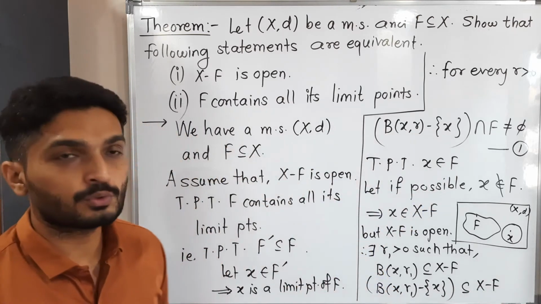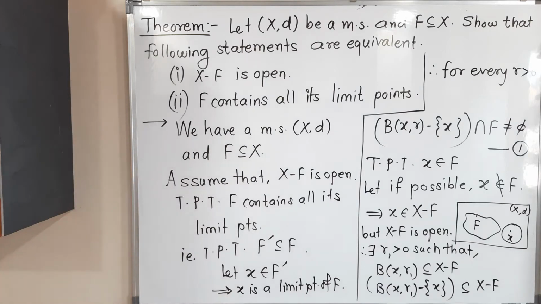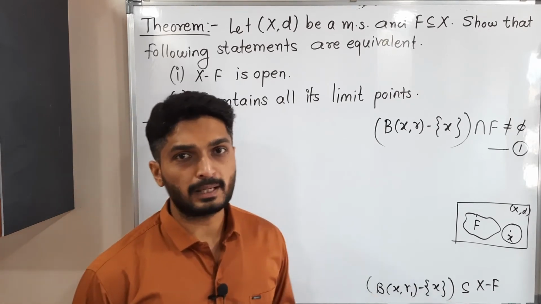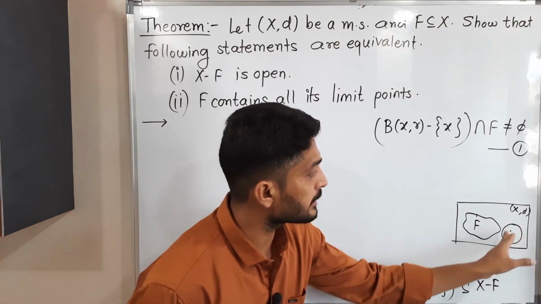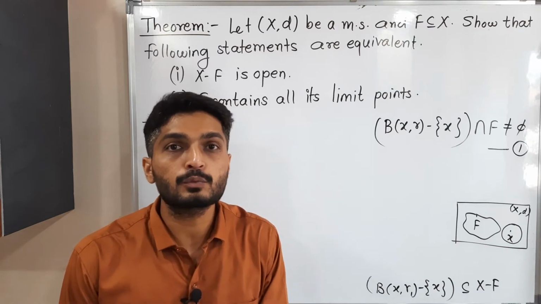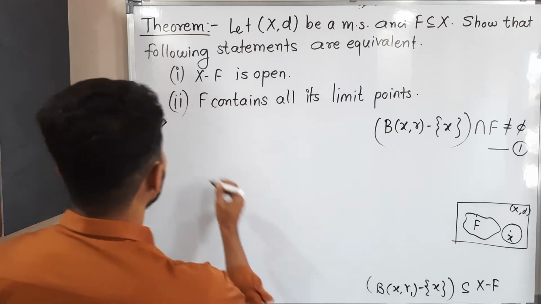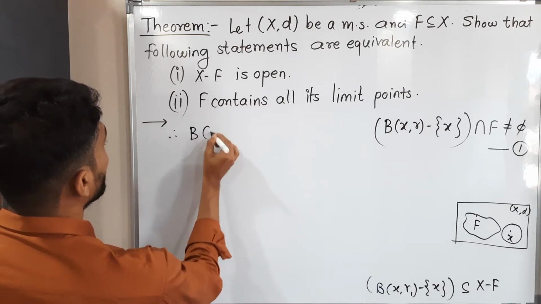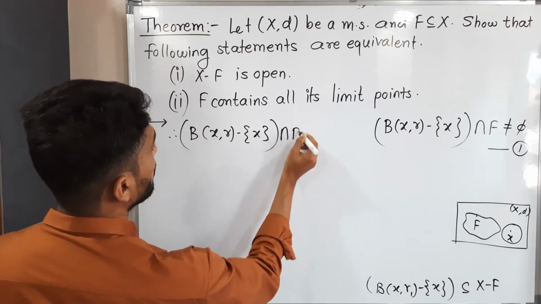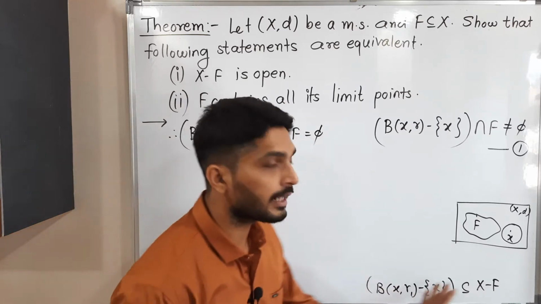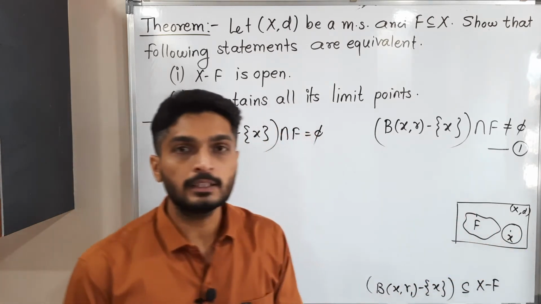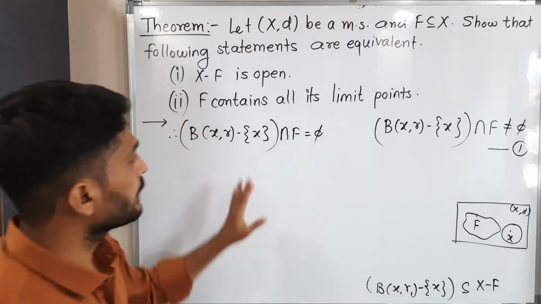See, there is no more space to write. You can make a screenshot of it and then we will go further. So therefore, what can we write? It is a subset of X minus F. So it entirely lies in the complement of F, as you can see in the diagram. Therefore, its intersection with F is empty. So B(x, r1) minus singleton x, intersection F, is phi, since it entirely lies in the complement. In the diagram also you can see the ball and F have no common point. Therefore, the intersection is phi.